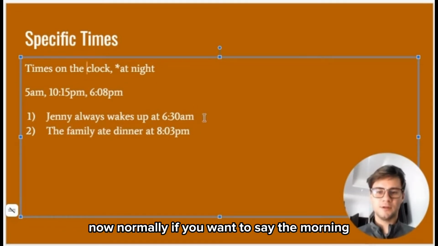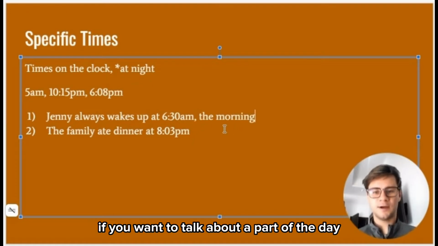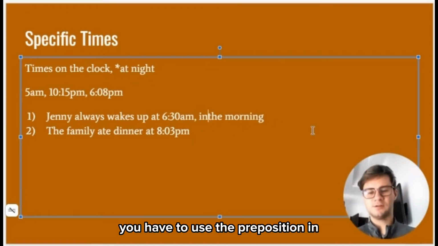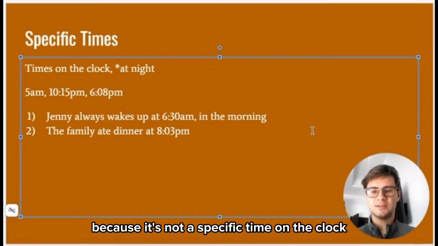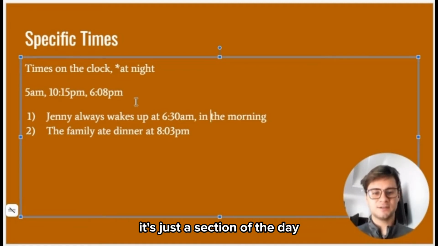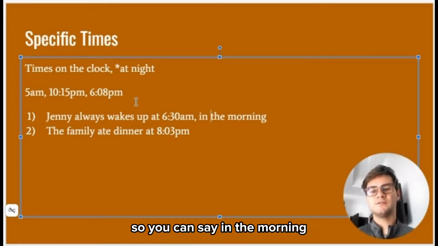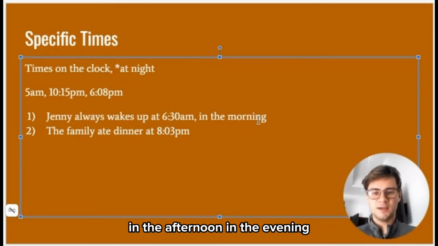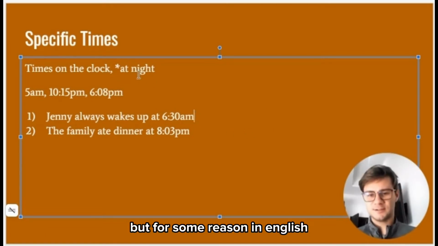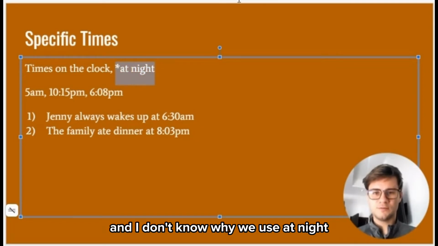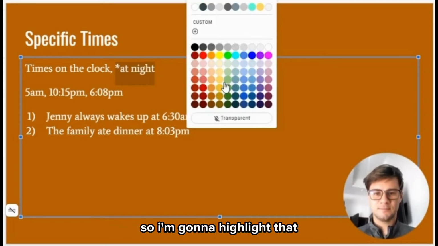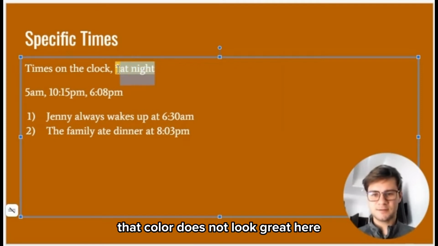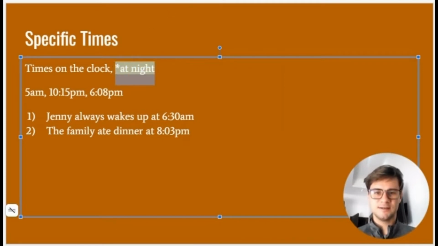Now, normally, if you want to say the morning, if you want to talk about a part of the day, you have to use the preposition in, because it's not a specific time on the clock. It's just a section of the day. So you can say in the morning, in the afternoon, in the evening. But for some reason in English, and I don't know why, we use at night. So I'm going to highlight that because it's kind of an exception. That color does not look great here. Let's change it to green.